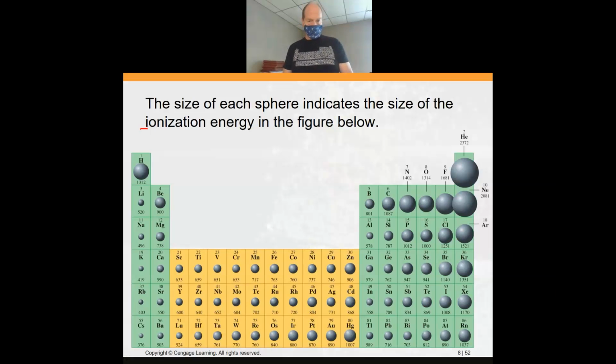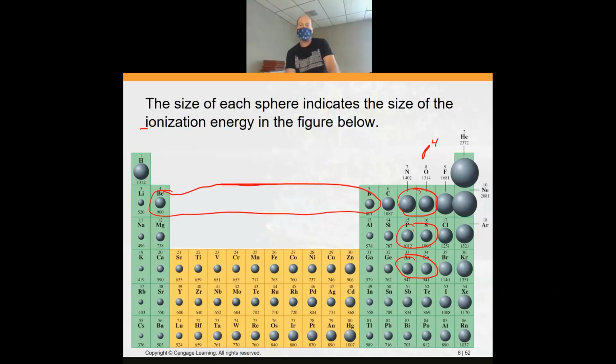Here are your ionization energies. The size of each sphere indicates the size of the ionization energy. In general, as you go to the right, it gets larger. But you will see that when you go here to here, it gets smaller. Here to here, it gets smaller. Here to here, it gets smaller. Again, this is a p4, and when you take a p4 and make it a p3, now it is half full. These are the ones that are not in the trend of increasing going to the right.